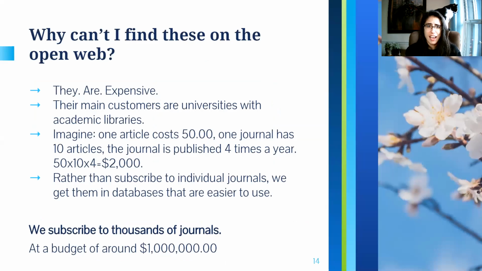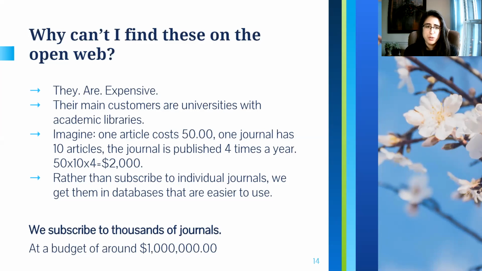So next, why can't I find these on the open web? Well, first off, they are expensive. Remember we talked about how expensive these articles are? The next reason is that their main customers tend to be universities and academic libraries. Academic libraries are found on universities, so it just keeps the articles and the information found within this same group over and over. It's not being spread out to the wider audience, because if you think about it, how many of you really want to read really in-depth research on something that's just unrelated to you? It is for scholars, by scholars, so it makes sense it's going to stay within a university.